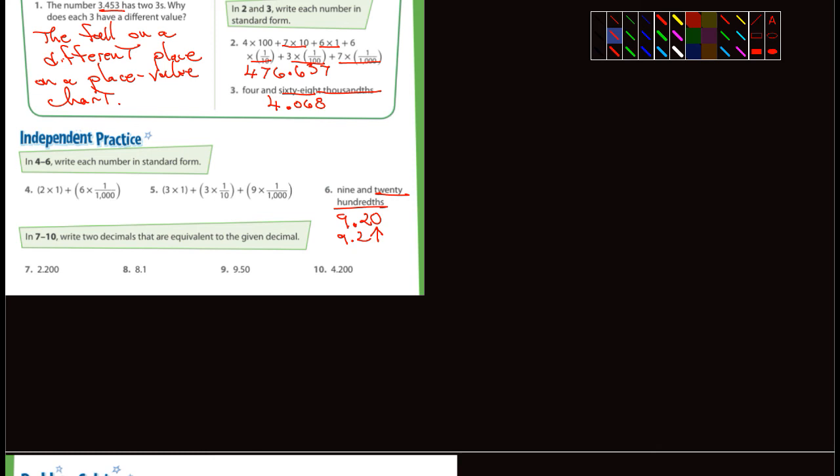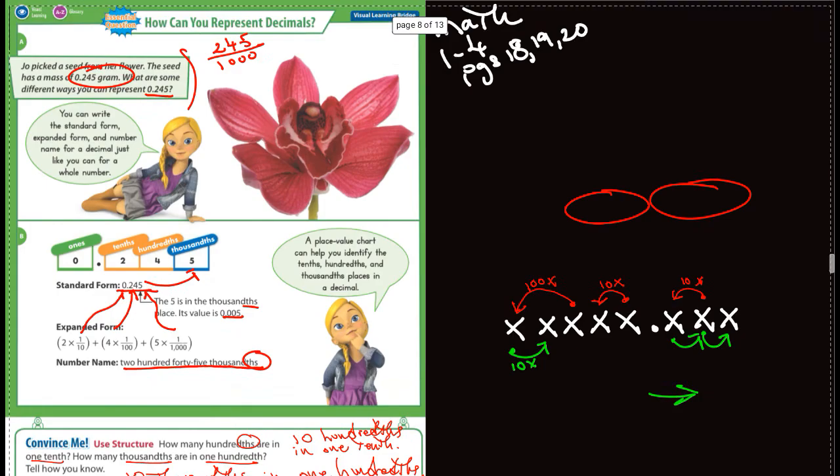9.2. Okay. You can try 4 and 5 on your own. Let's see here. 7 through 10, write 2 decimals that are equivalent to the given decimal. This is easy. All you guys have to do is add some zeros. So it says write 2 decimals. I'll look at number 9 here. So we have 9.50. How about 9.500? That's the same. How about 9.5000? All right. You can do the rest. Next page.